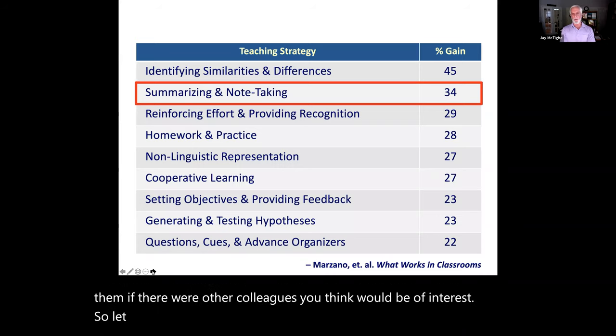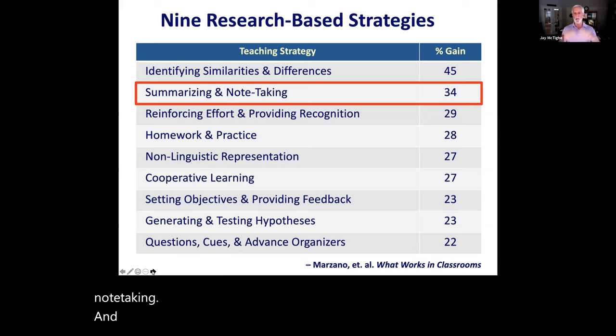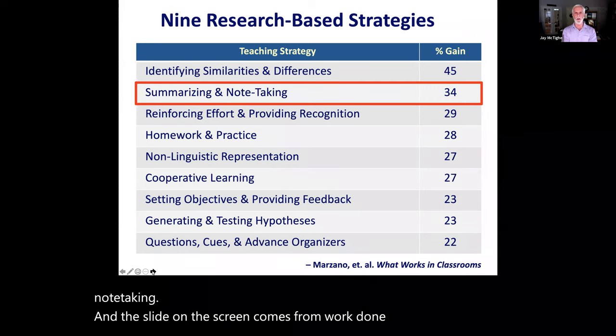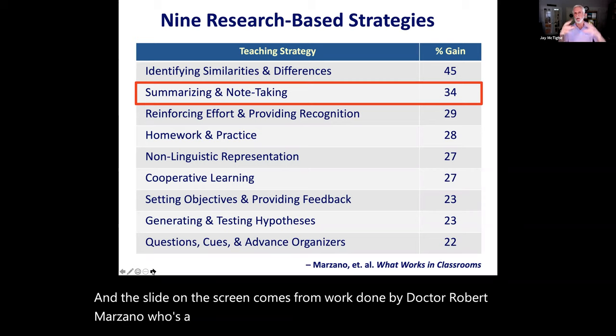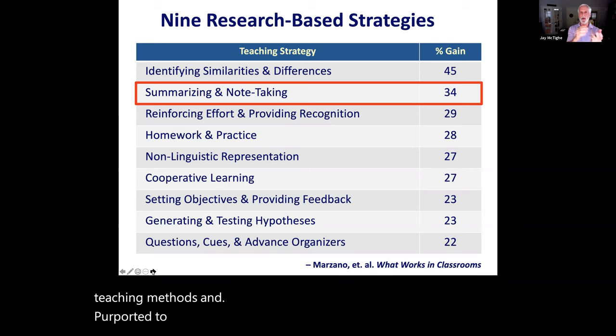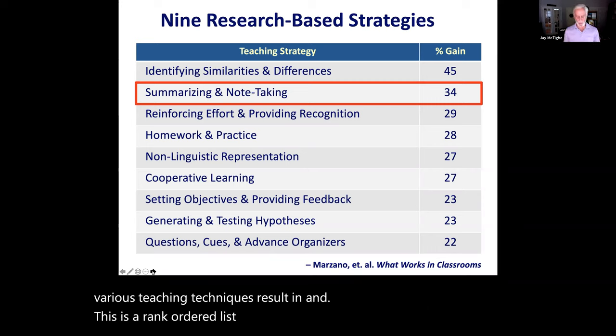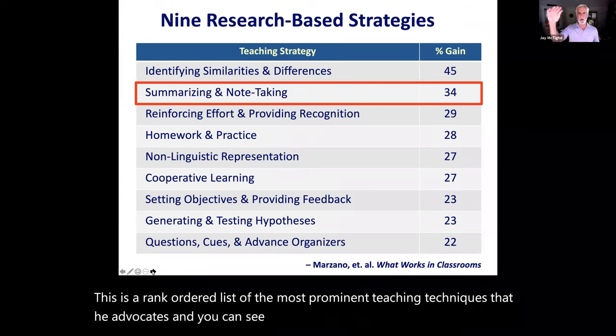So let me begin with the first of these skill areas, summarizing and note-taking. And the slide on the screen comes from work done by Dr. Robert Marzano, who's a researcher. Marzano conducted meta-analyses of teaching methods and purported to identify the effect sizes, or the impact on learning, that these various teaching techniques result in. And this is a rank ordered list of the most prominent teaching techniques that he advocates. And you can see summarizing and note-taking is right up near the top.